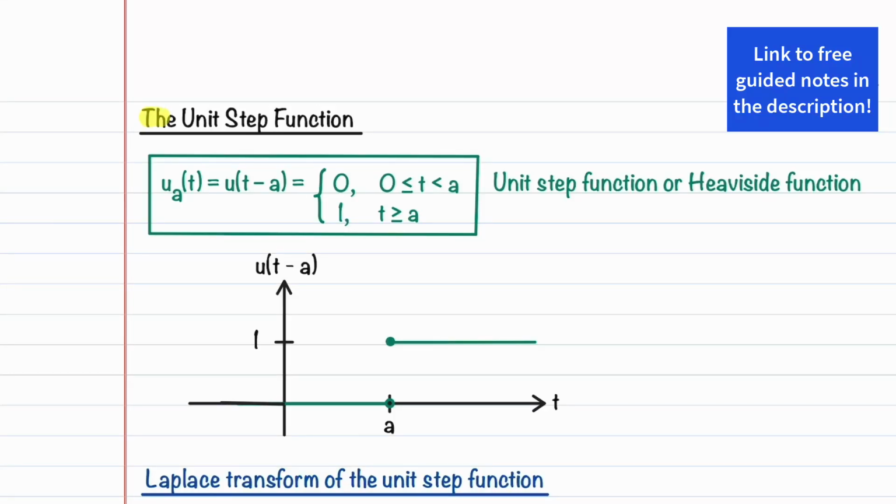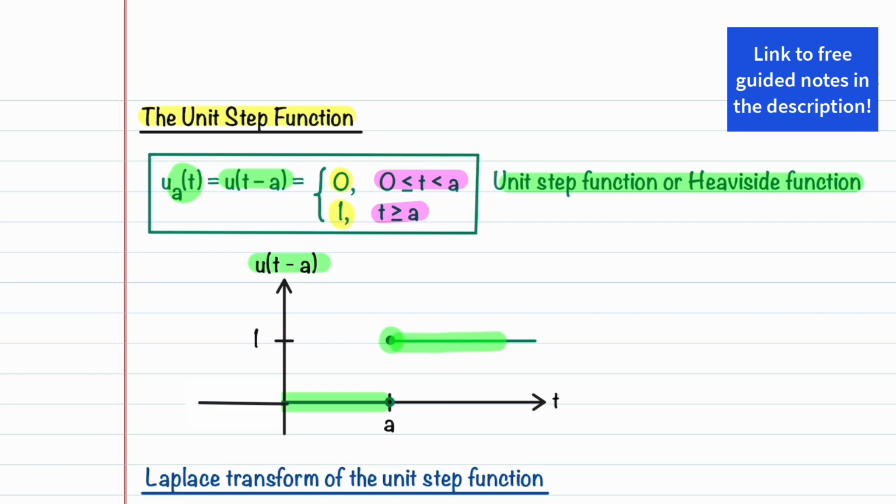Let's first learn about the unit step function, otherwise known as the Heaviside function. This function is written as u sub a of t, or u of t minus a, and it's equal to 0 when t is greater than or equal to 0 or less than a, and it's equal to 1 when t is greater than or equal to a. Its graph is exactly what you would expect. It's 0 to the left of a, and then it jumps at t equals a to 1, and then stays there. It's simple, but incredibly useful.